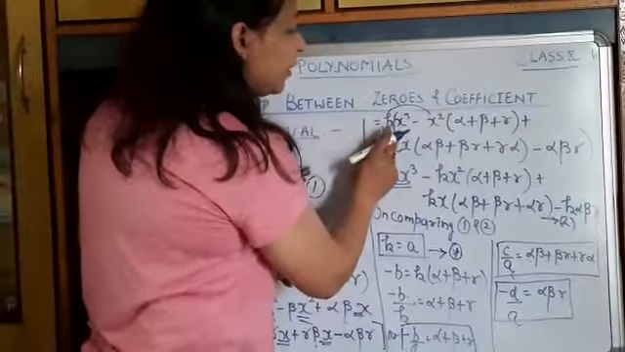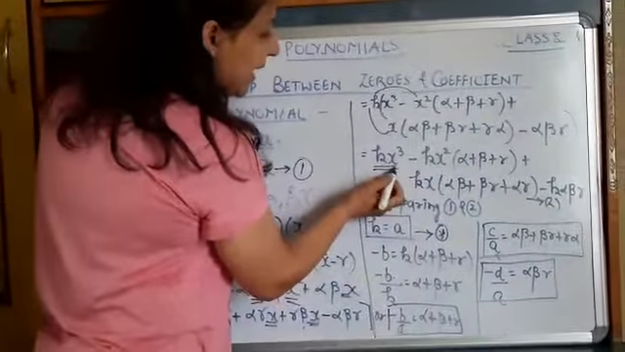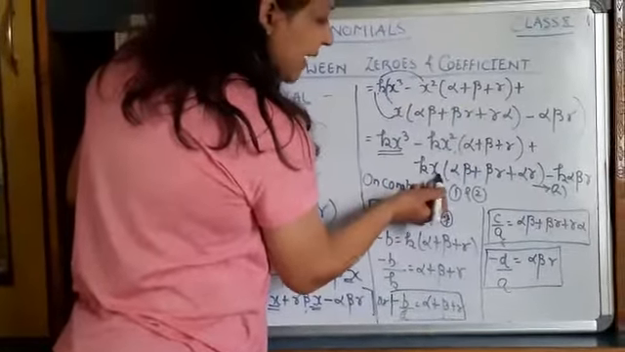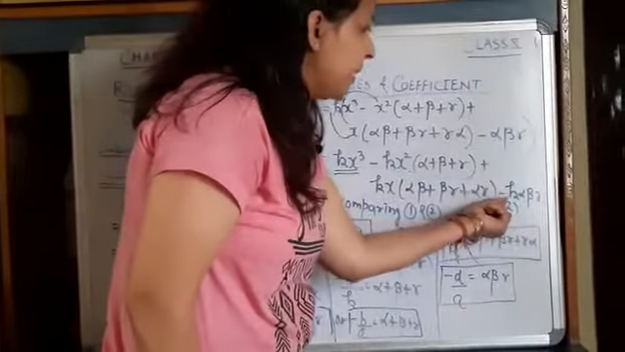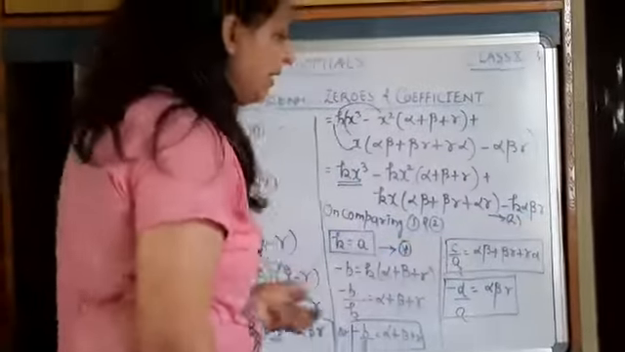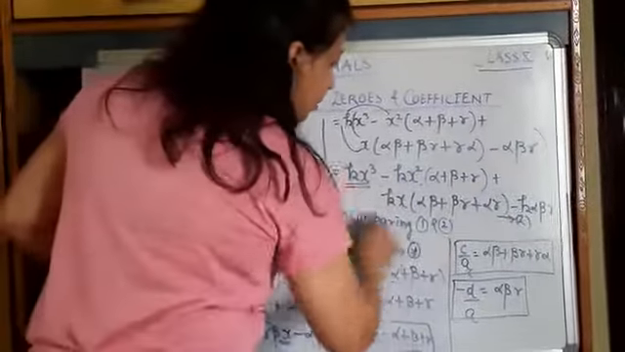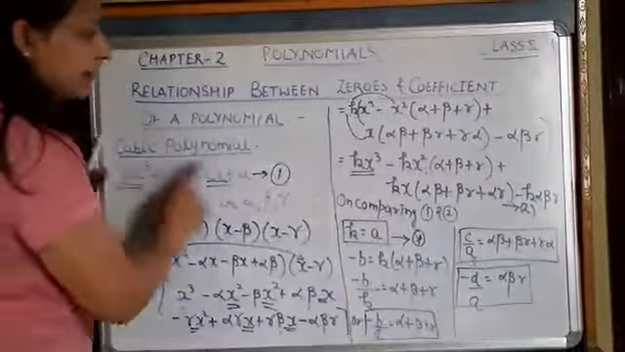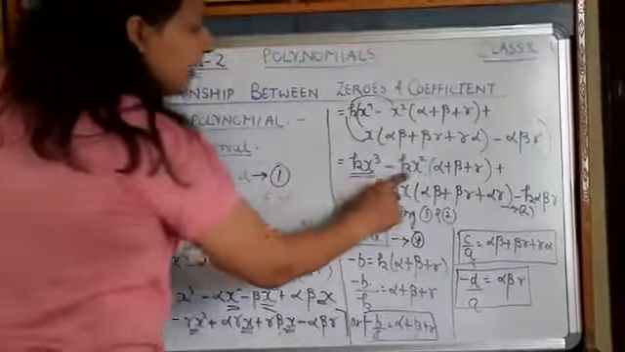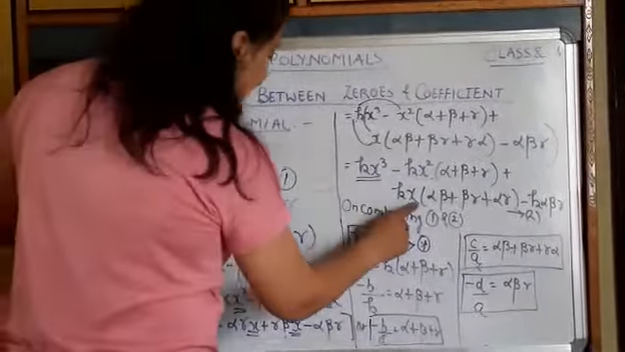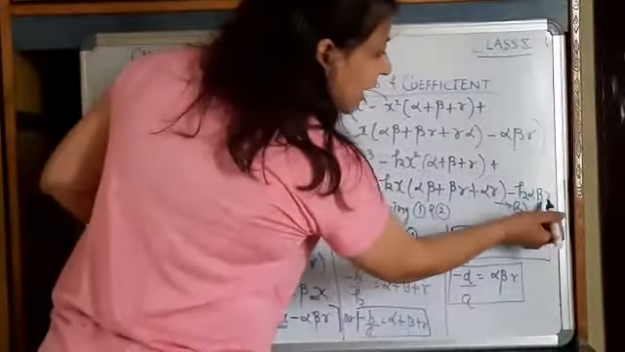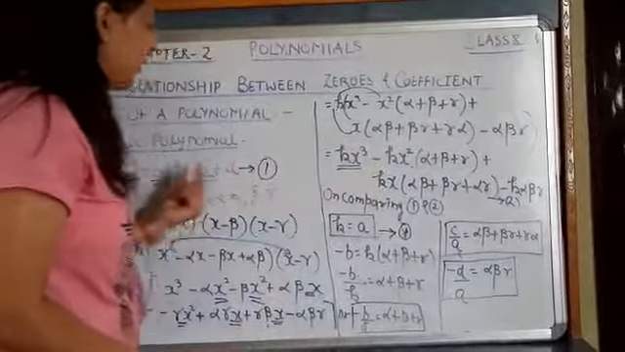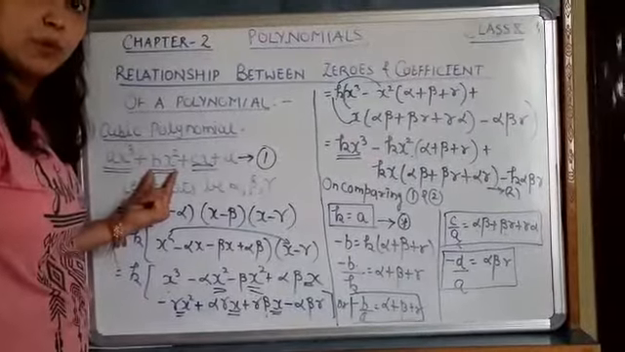Now multiply k to all terms inside. What will you get? kx cube minus kx square times alpha plus beta plus gamma, plus kx times alpha beta plus beta gamma plus gamma alpha, and the constant term will be minus k alpha beta gamma. Now just see this whole polynomial and our first polynomial: ax cube, bx square, cx and d. It means both polynomials are of the same form, so we can compare both.